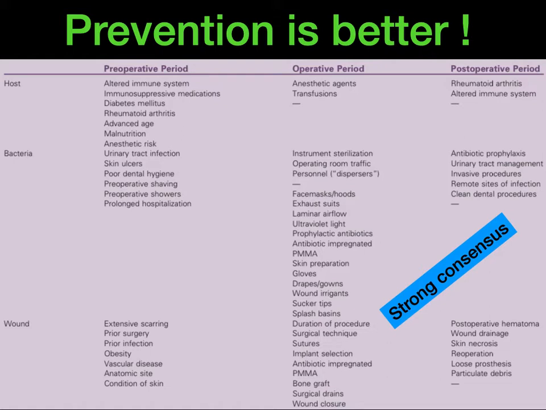If you look at the broad aspects of this prevention, it can be divided into the host factors, the bacterial load factor, and the wound issues. In the pre-operative period, it's very important to optimize the patient. During surgery, it is also important to restrict transfusions, and in the post-operative period, it is important to maintain the immune system of the patient. Similarly, there are many methods to reduce the viral and the bacterial load in the operating environment and also to treat any existing infection that the patient has.